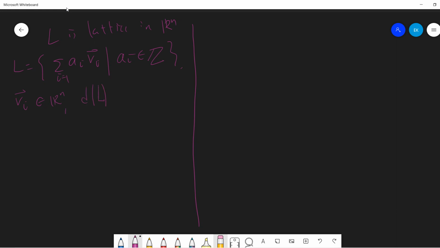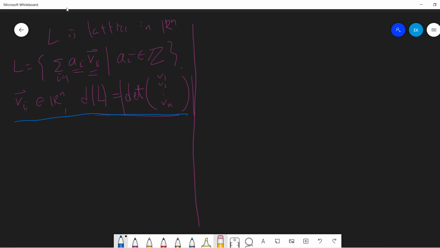the so-called covolume of a lattice. Basically, it is the absolute value of the determinant of the basis. So this is just the determinant of the basis, v1, v2, ..., vn, and take the absolute value. So this is just the definition for a lattice.